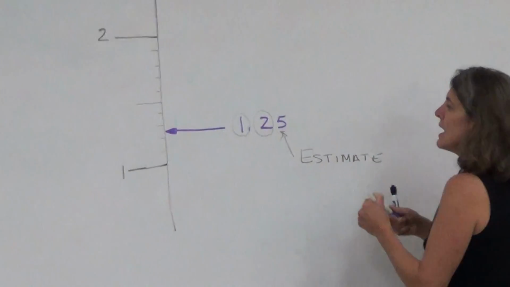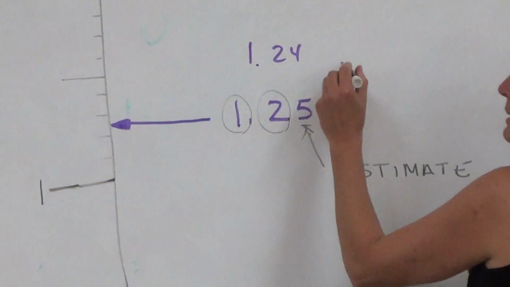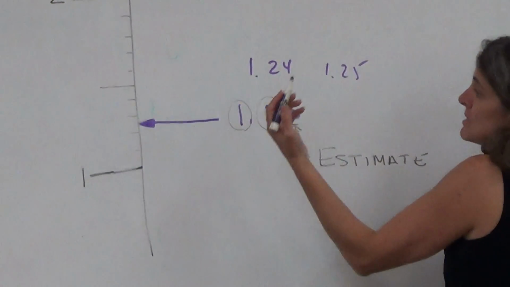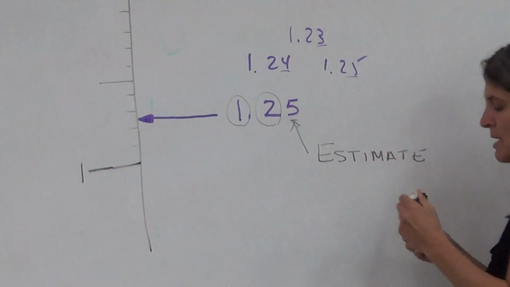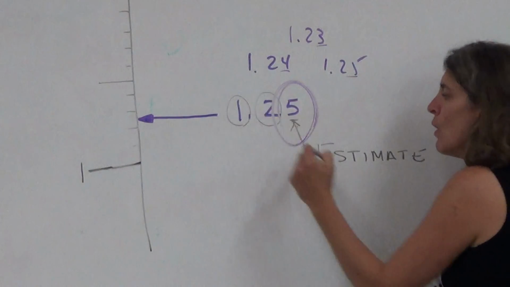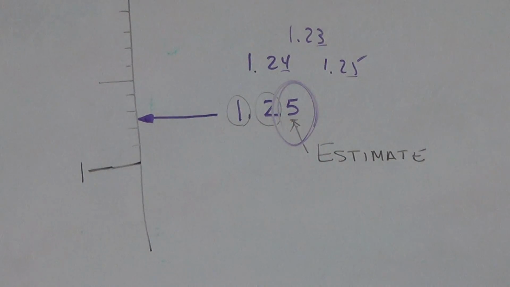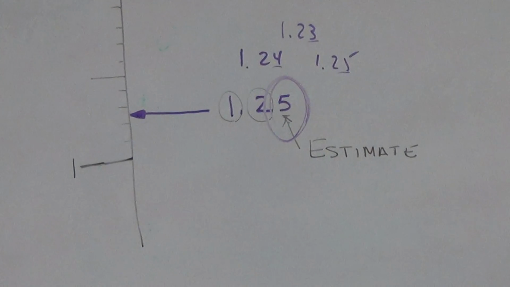And somebody might have said 1.24, somebody might have said 1.25, maybe somebody even would have said 1.23. In any event, when you measure something, the last number always represents your estimate. So in surveying, we're going to be measuring distances with a tape. We're going to measure angles with the theodolite or the total station. We're going to measure distances with the total station. We're going to measure things, and the last number we report is an estimate.